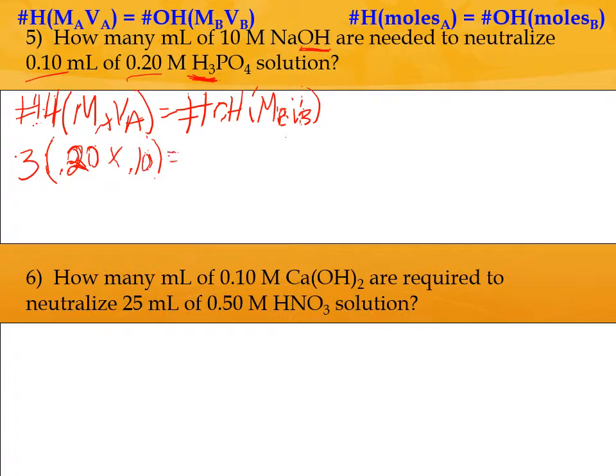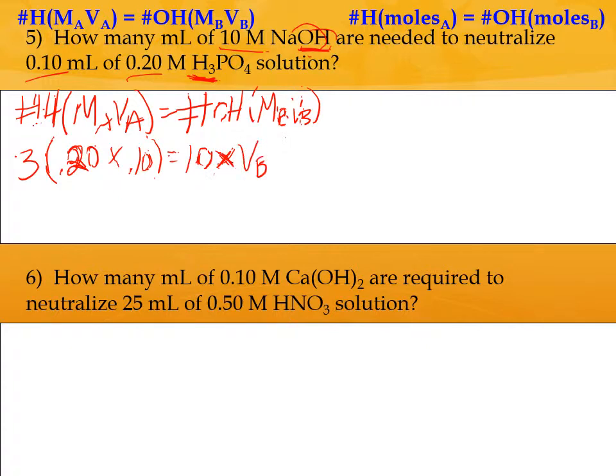Equals the number of OHs in my base, and that's just one OH per base, so I don't have to write anything. I'm going to continue with the rest of the formula. Times the molarity of the base times the volume of the base. I know the molarity of the base is 10 molar, so I'll write 10 right here, but the volume of the base is the thing I'm looking for. That's the thing I don't know, so I'm going to leave that blank. That's going to become 10 times VB.